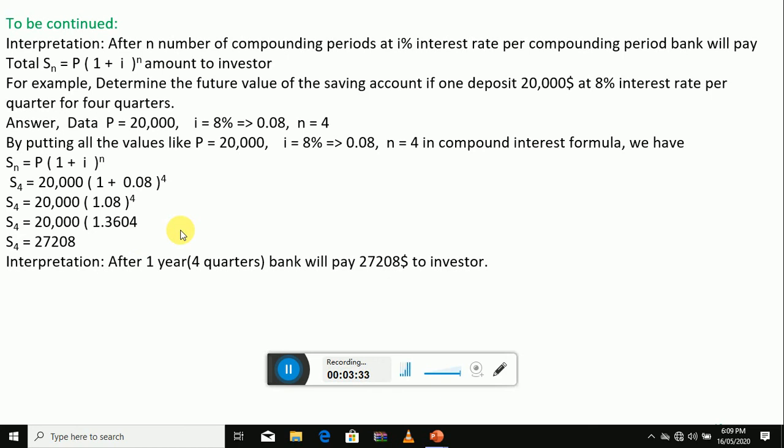What is the interpretation? This is actually the future value of the saving account. Interpretation means that if the investor will invest $20,000 now at 8% interest rate per quarter, the bank will pay him $27,208 after 4 quarters, means after 1 year.